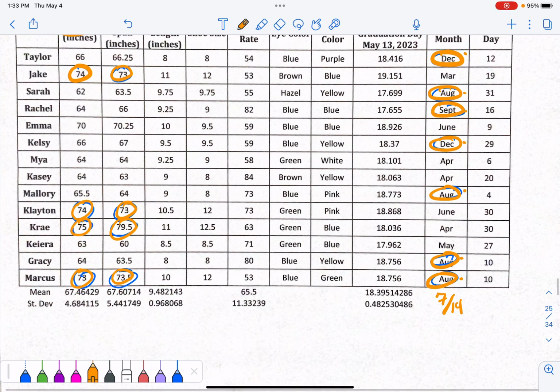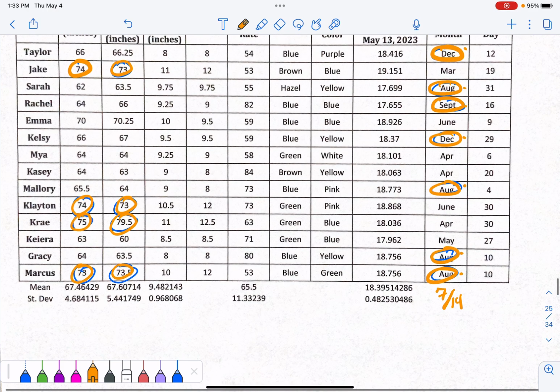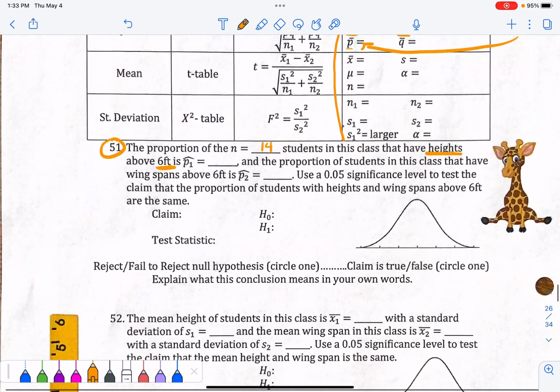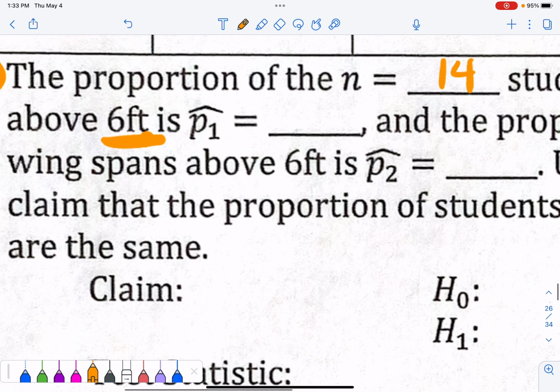Every once in a while you'll have one person trickle in, like Emma was close with her wingspan above 6 foot. She's got like 1.5 inches to go, something like that. But every once in a while, these two columns will not have the same number in them, and that's what makes it more interesting to compare. This one's kind of boring, I guess, because we have the same people in both data sets. So we're doing heights above 6 foot. There are 4 out of 14 that have heights above 6 foot, which is 4 over 14, let's go, 0.29.